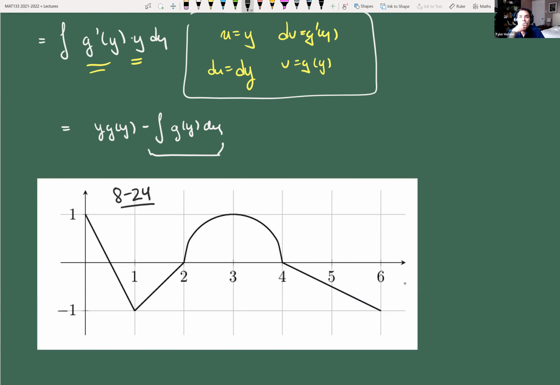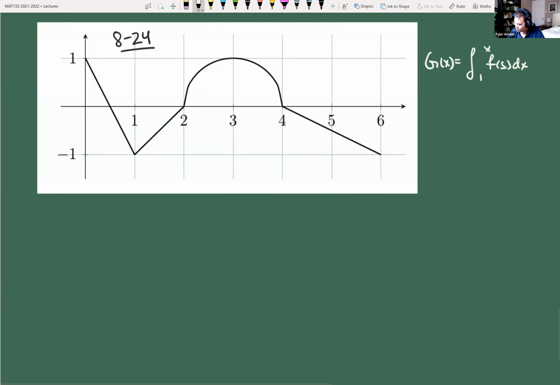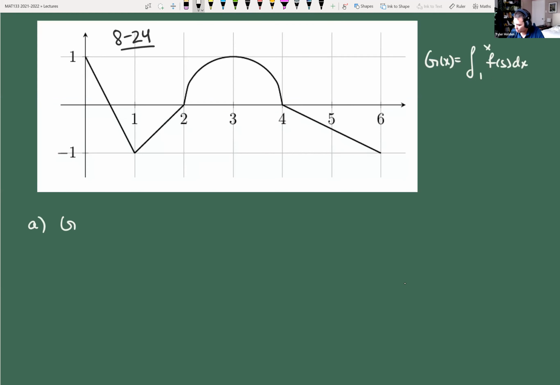Okay, so question one, determine the, oh, you know what? We did a poll question like this, right? So we define capital G to be the integral from 1 to x of this function, f of s ds. And then it says determine the intervals where G prime is greater than 0, determine the inflection points, and find the absolute max and min.